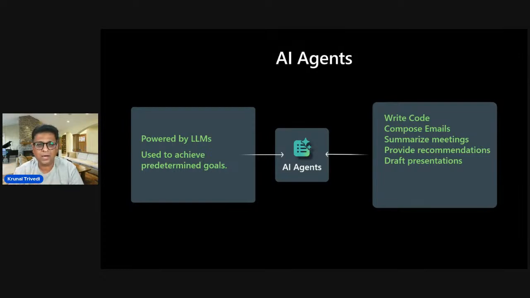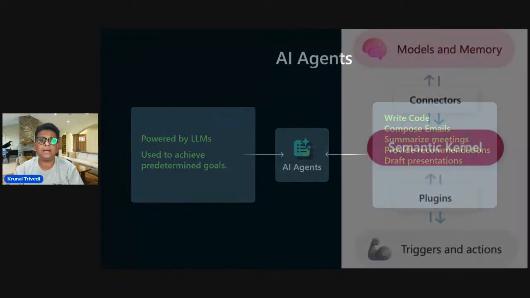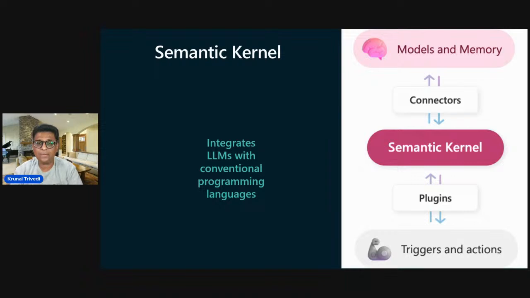Right. Now here, I want to get the functionality or capabilities of LLM, and I want to integrate that capability into my piece of software, which is known as an AI agent. And for that, we are going to use Semantic Kernel. So Semantic Kernel integrates LLMs like OpenAI, Azure OpenAI, Hugging Face with your conventional programming languages like C Sharp, Python, Java.